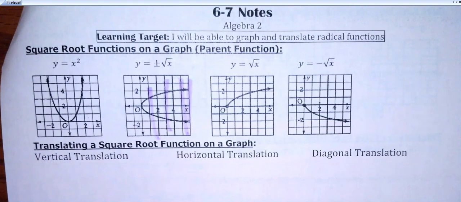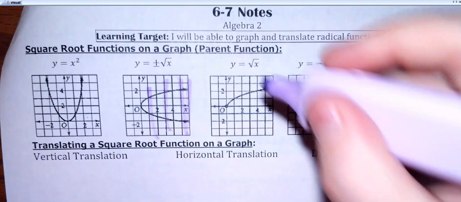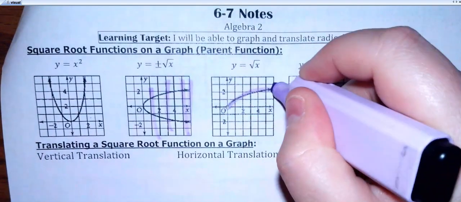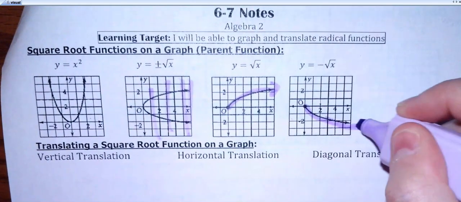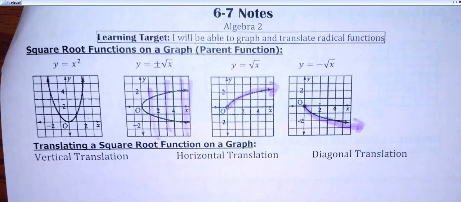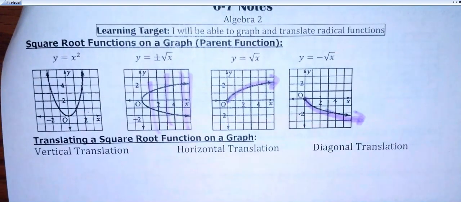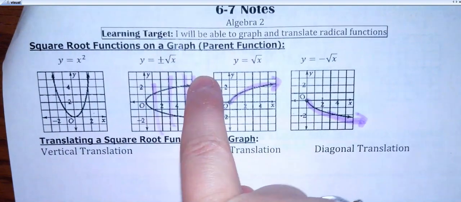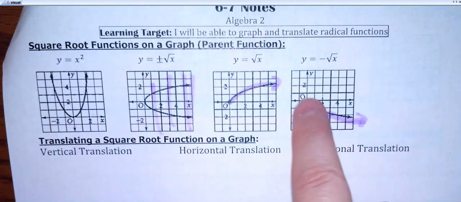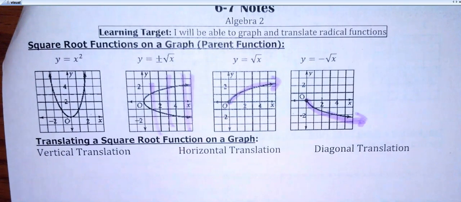So they restrict either to the positive, which is the top half of the sideways U shape, or the negative, the bottom half of the sideways U shape. And that way we have a function. These would both pass the vertical line test. So if you just see a square root of x, it's just the top half of that sideways parabola. If you see a negative, it's the bottom half of that sideways parabola.